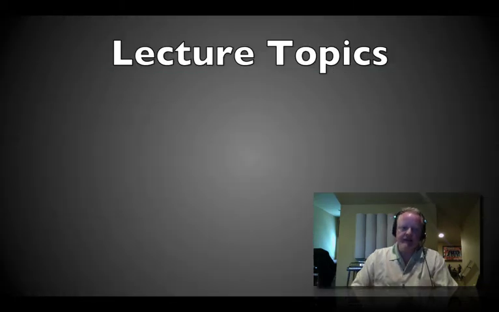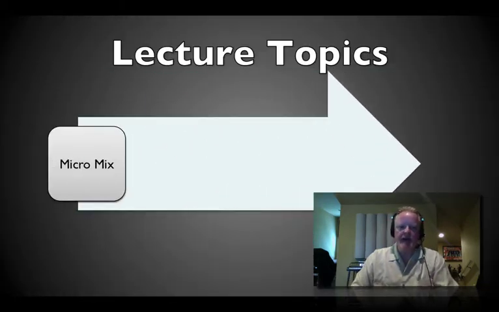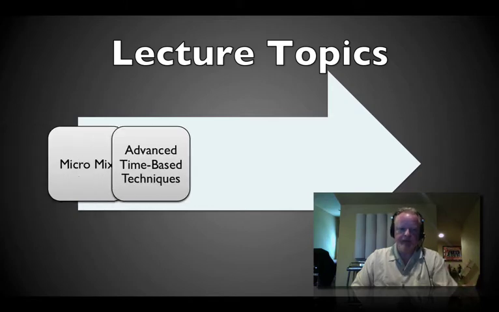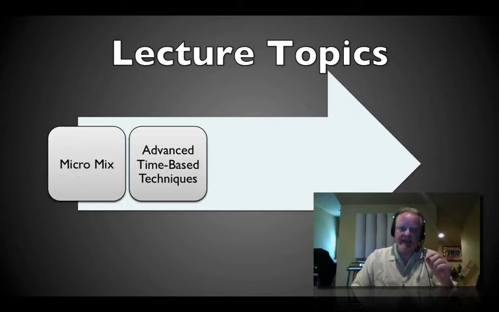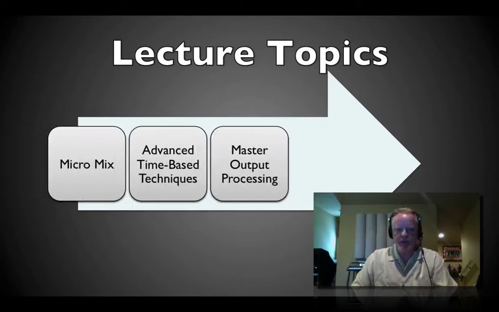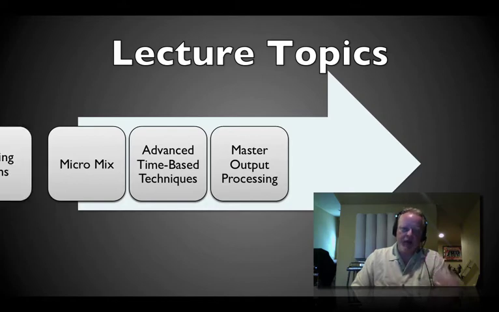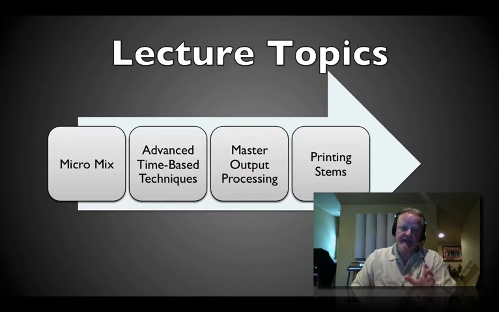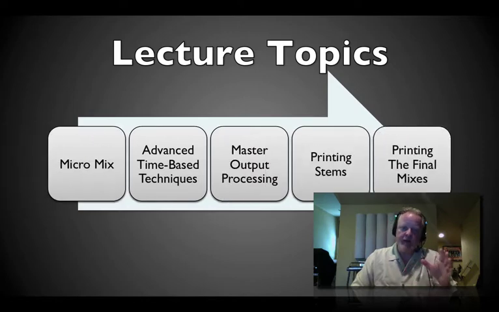We will be discussing several things today. First, we will talk about micromixing, the fine-tuning and additional processing that you can do in the final phase of your mix. We will be discussing in detail how to use some of the advanced time-based techniques I will describe to you, how to process your main output with dynamic processing, how to print your stems, why and how, and also what sample rates, bit rates, and what versions you should print when you print your final mix. Let's get started.